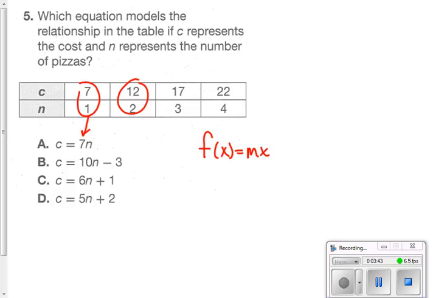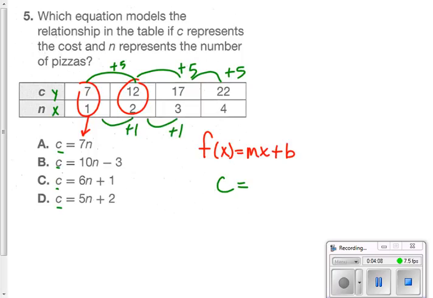We know that the C value is really f of x, also known as y. Now we need to figure out m. M is our slope. That is our rate of change. So I'm going to figure out the rate of change. C is really a y value. N is really an x value. So I see that I have a difference of 5, and a difference of 5. Down below we have 1, 1, and 1.